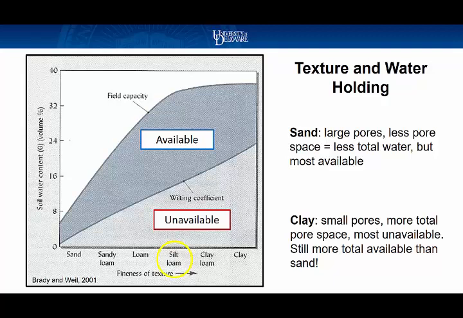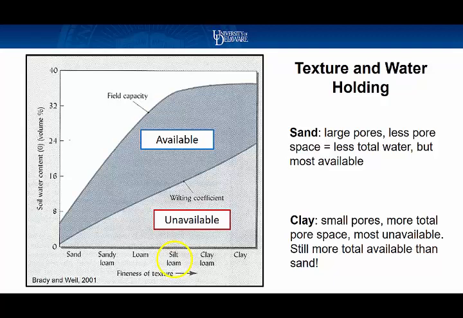And this is from the Basic Soils textbook. I really like it because it gives you a good overview of what to expect and how texture affects overall water holding in a soil. Down here on the bottom, we have sand, sandy loam, all the way to clay. So we're going from a sandy soil to a clay soil. We have your field capacity right here.